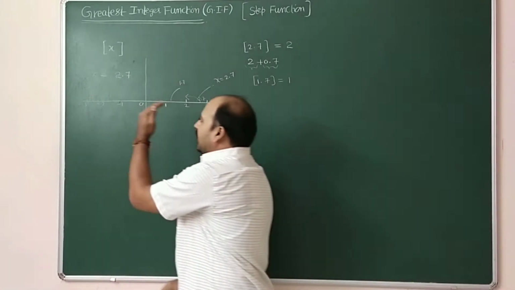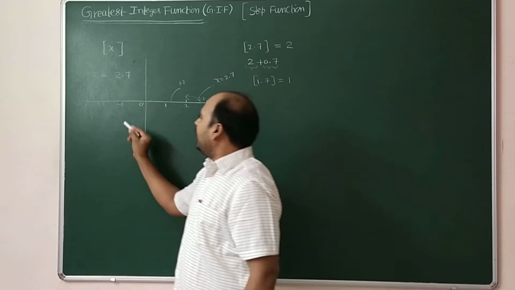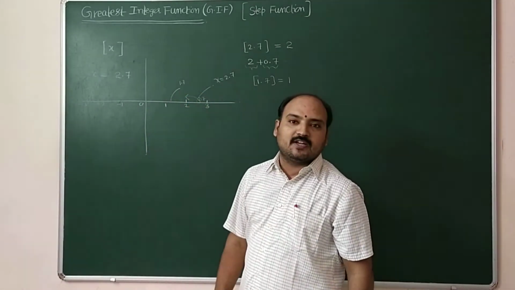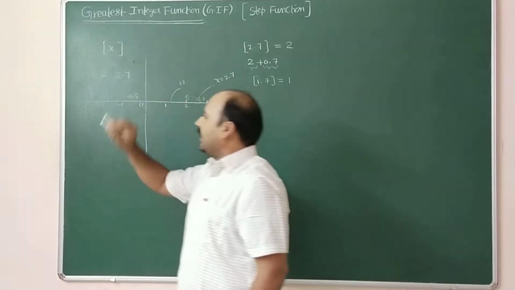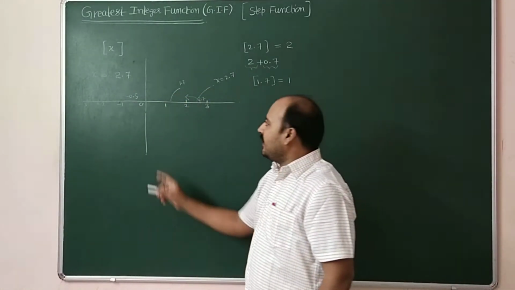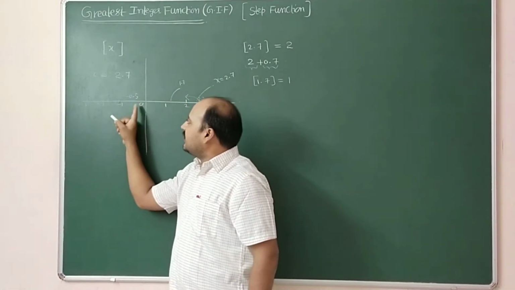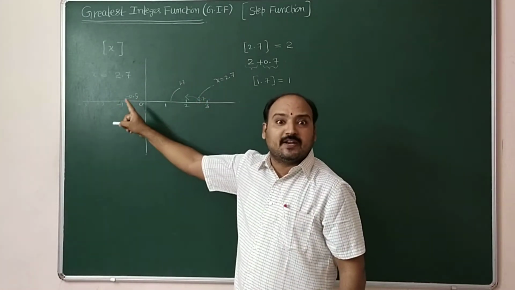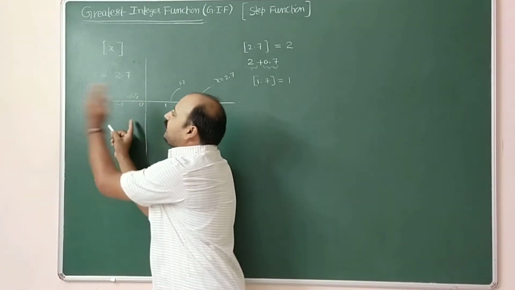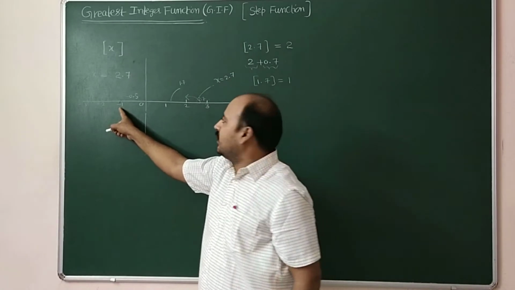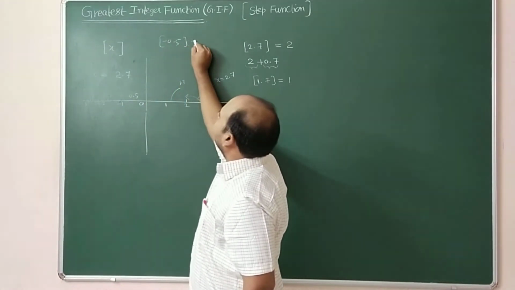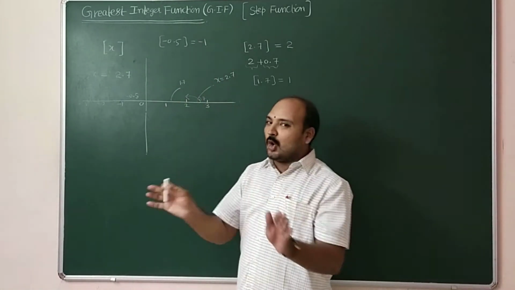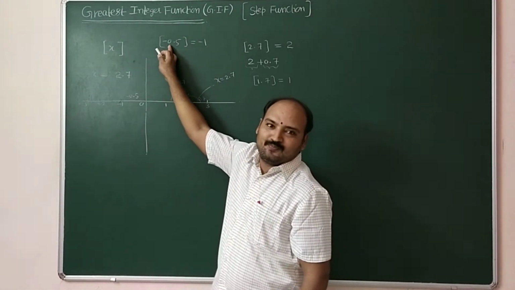If you come to the negative side, if you take a value in between 0 and minus 1, suppose minus 0.5, which lies between 0 and minus 1, what is the immediate left value? Minus 1. So step of minus 0.5 is equal to minus 1. Don't think that it is 0.